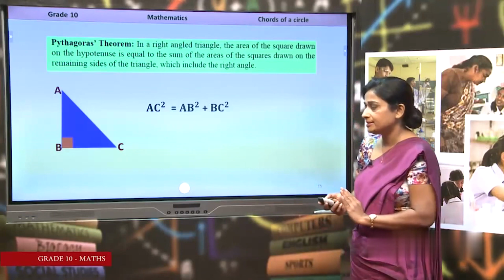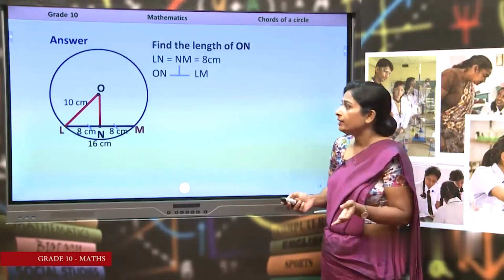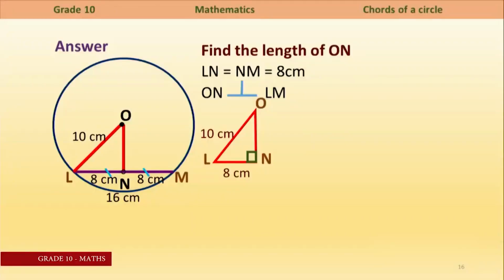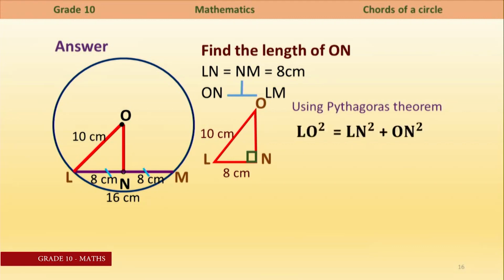So, I am going to apply this theorem to get the value of ON, because in the triangle OLN, we know two sides. We don't know one side. To find that ON side, I can use the Pythagoras theorem. According to this triangle, you can understand what the hypotenuse is. The hypotenuse is opposite to the right angle. You can say that OL is the hypotenuse of this triangle. So, we can apply the Pythagoras theorem very easily, because this is a right angle triangle: OL squared equals LN squared plus ON squared.